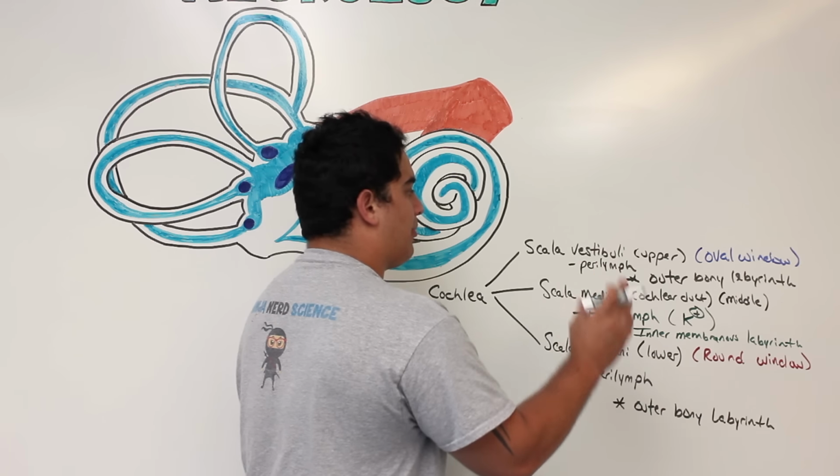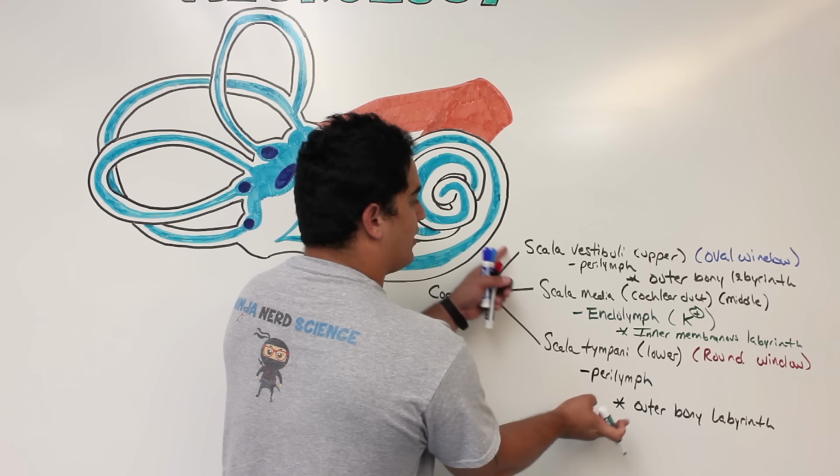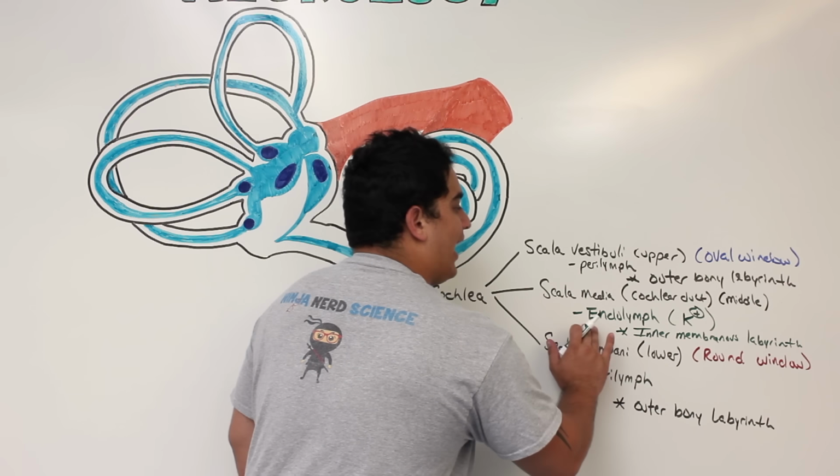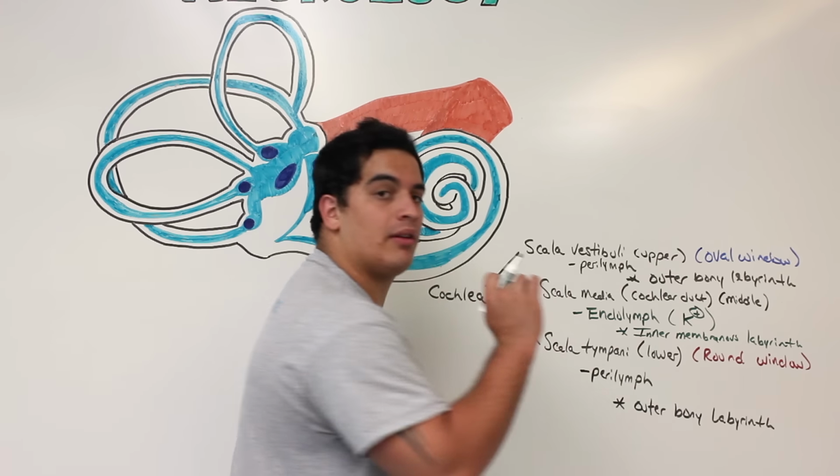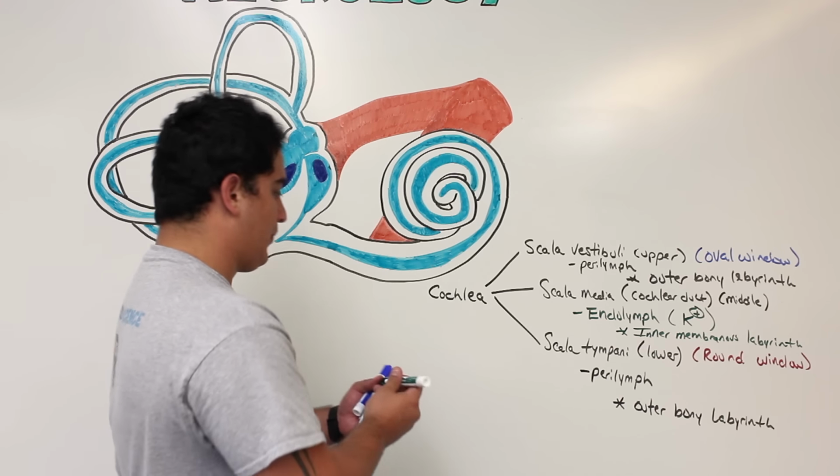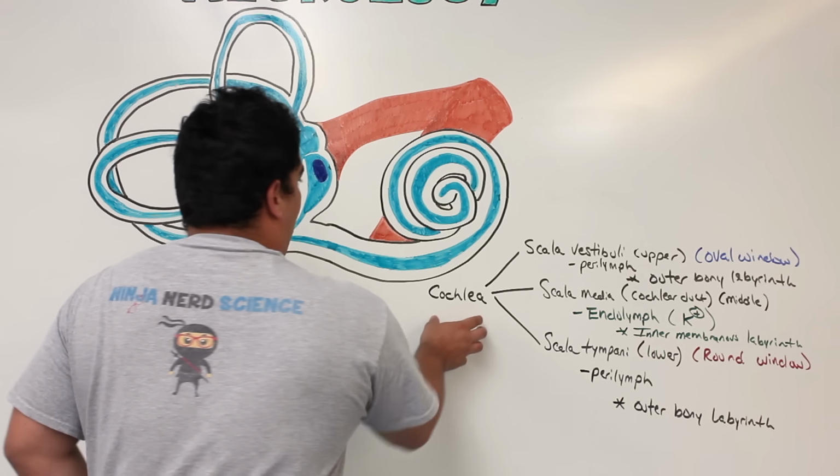So the outer bony labyrinth, which is the scala vestibuli and the scala tympani, consists inside of it of an inner membranous labyrinth, which is made up of endolymph. Okay? All right, sweet deal. So that covers that part of the cochlea.